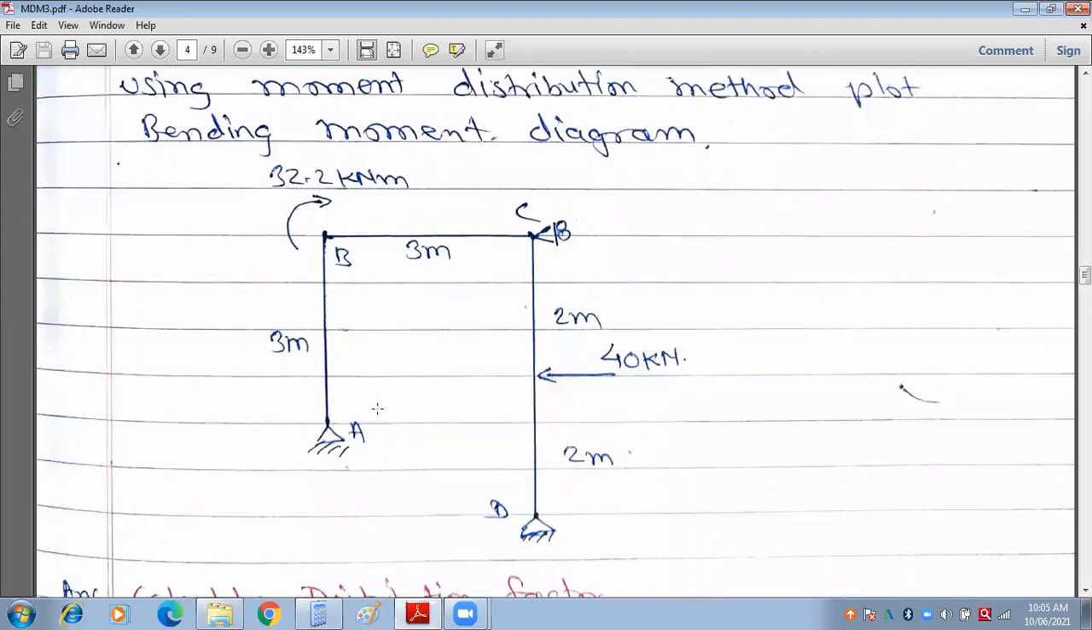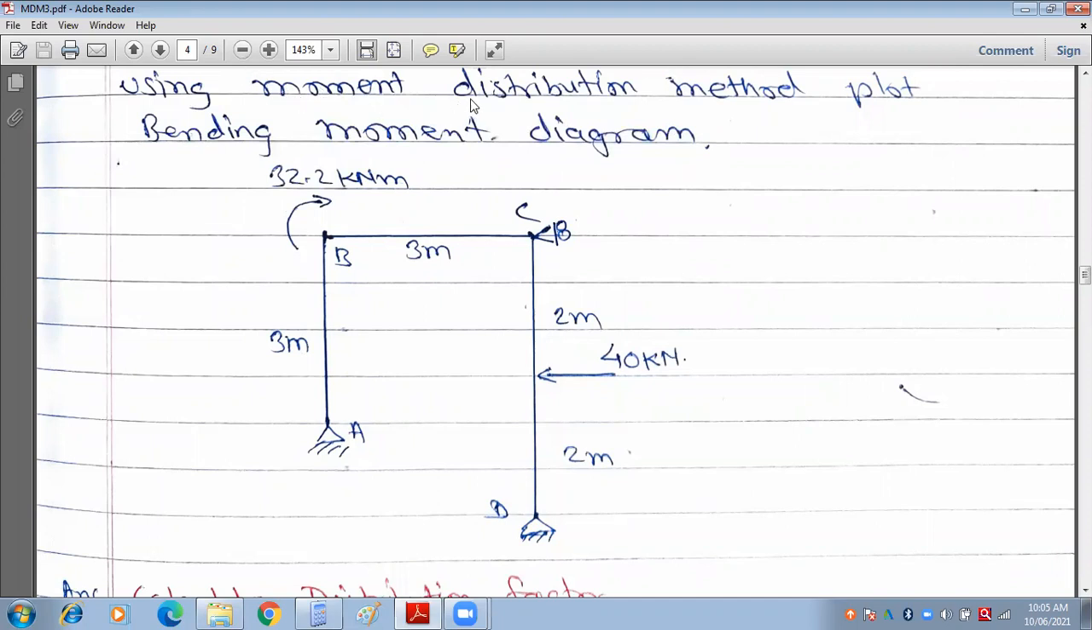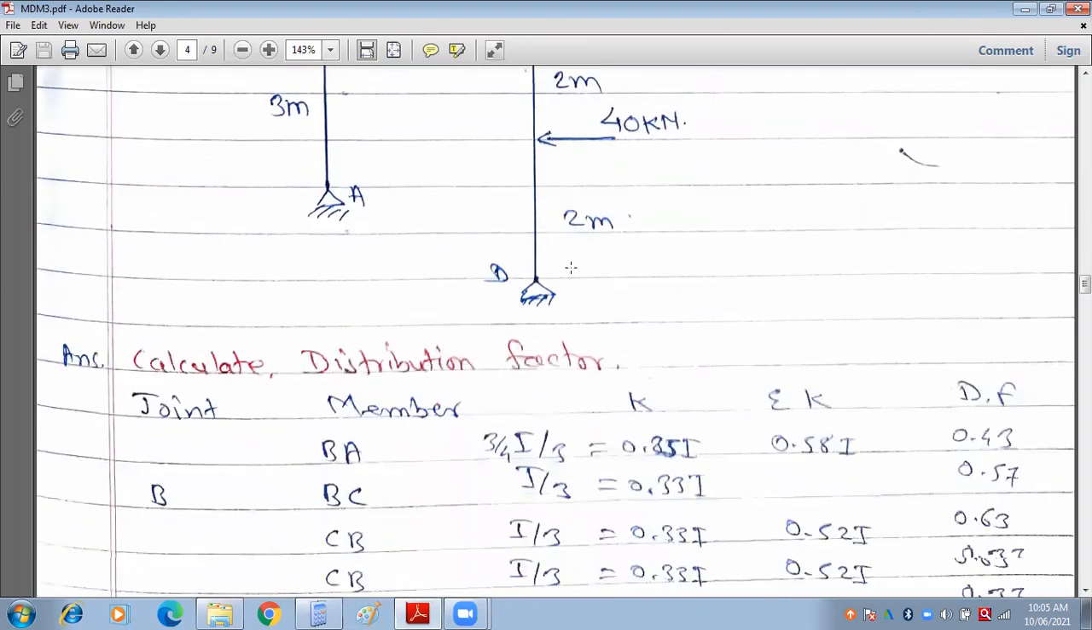Now if you see here, remember AB is a 3 meter span, BC is a 3 meter span, and CD is a 4 meter span, and it carries a 40 kilonewton point load at the center. Support B is carrying one clockwise moment of intensity 32.2 kilonewton meter. For this portal frame, for this loading and geometrical arrangement, we have to analyze this beam and draw the bending moment diagram using the moment distribution method. Now let us see one by one.